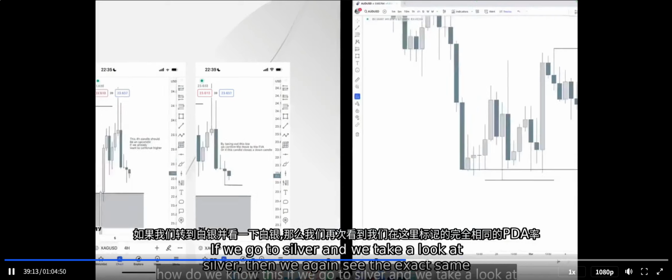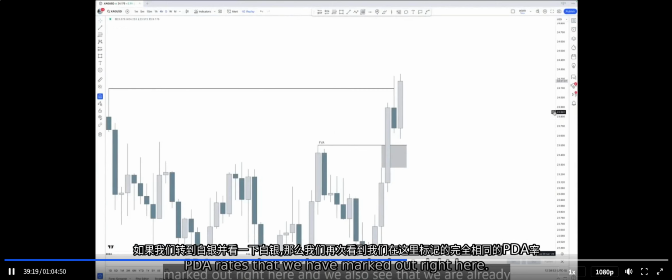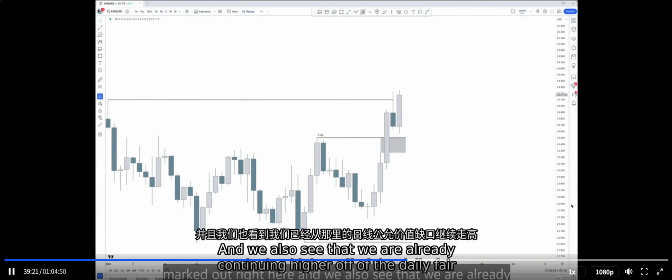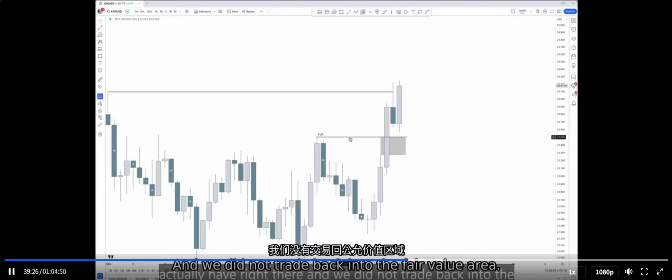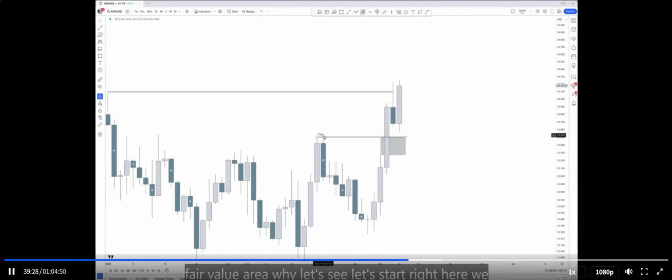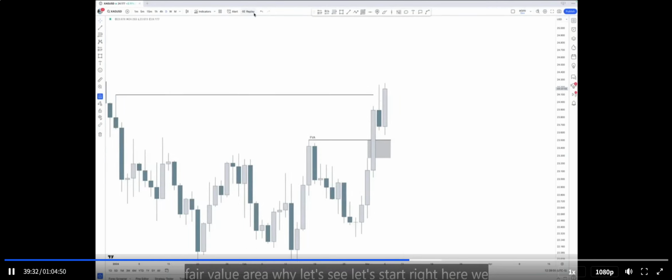If we go to silver and we take a look at silver, then we again see the exact same PD arrays that we have marked out right here. And we also see that we are already continuing higher off of the daily fair value gap that we actually have right there. And we did not trade back into the fair value area. Why? Let's see. Let's start right here.